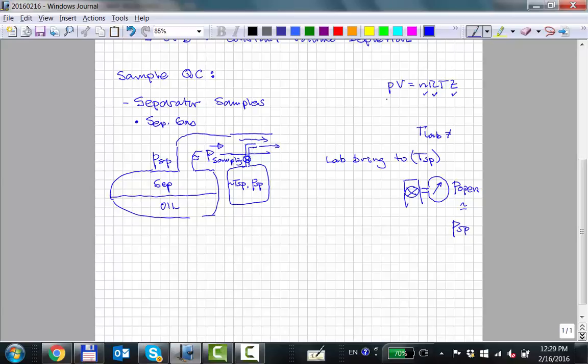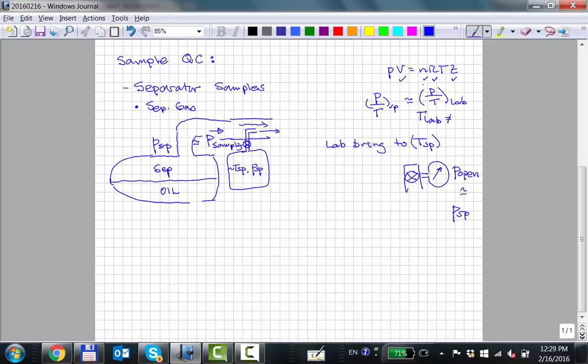It could be. So what we're going to say is that the volume of the container is constant. So if the pressure over the temperature in the separator is approximately equal to the pressure over the temperature in the lab, then you can assume that the number of moles is the same. So if that's approximately equal, then things are okay.